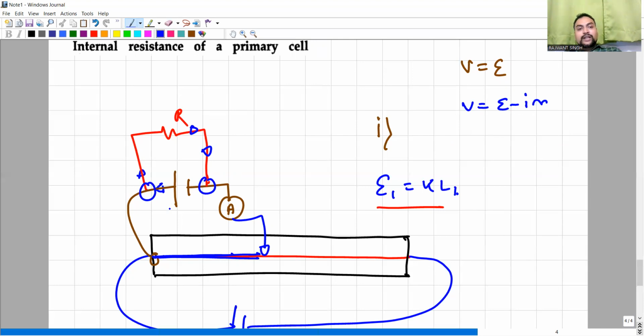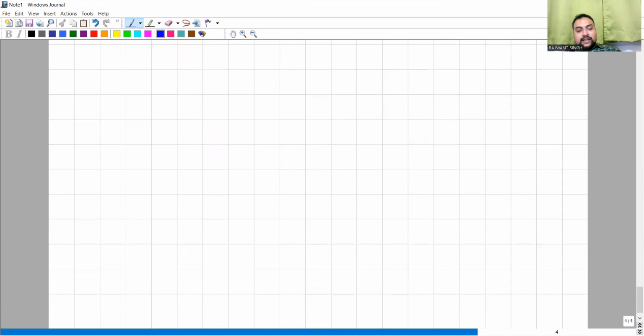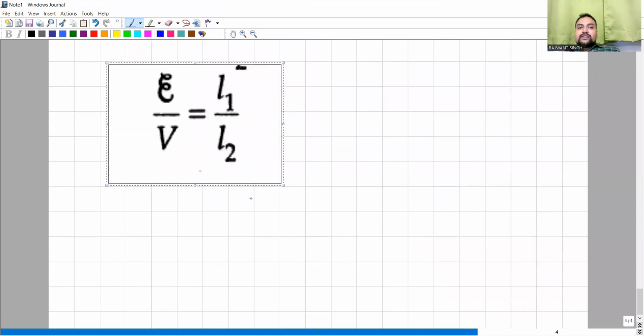Why? Because now the terminal potential is balancing this length potential drop. Previously, the EMF was balancing it because no current was flowing in the cell. But now, because you have installed a resistance, some current is flowing, and the terminal potential is going to balance this potential drop across this length. And that is why your next expression will become V is equal to KL2. So in the first case, E is equal to KL1, and in the second case, V is equal to KL2, and then when you solve it, you will get this value for internal resistance.